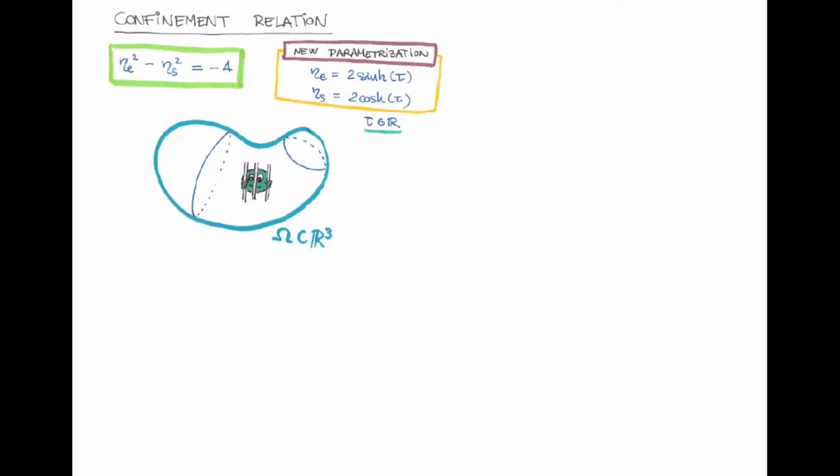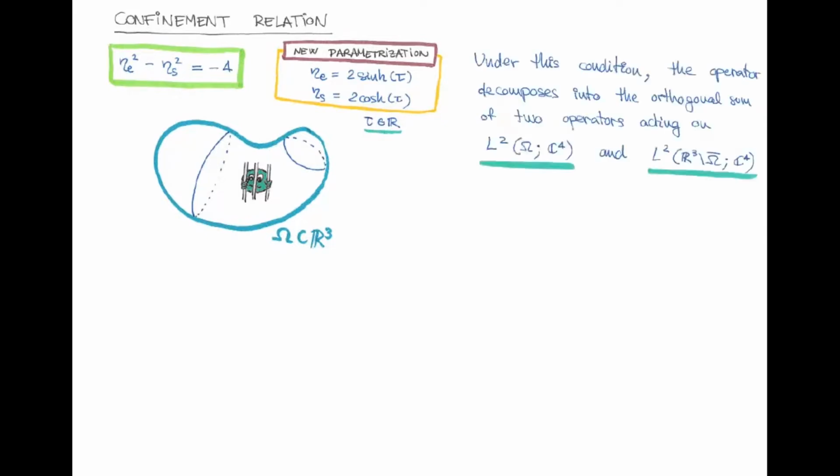Okay, and what happens in this setting is that the operator I presented before can be decomposed into two operators, one that acts on functions defined in omega and one that acts on functions defined in the complement. This is just the confinement represented mathematically. So I can just consider the operator on functions defined here, because functions are going to have their support essentially in omega.